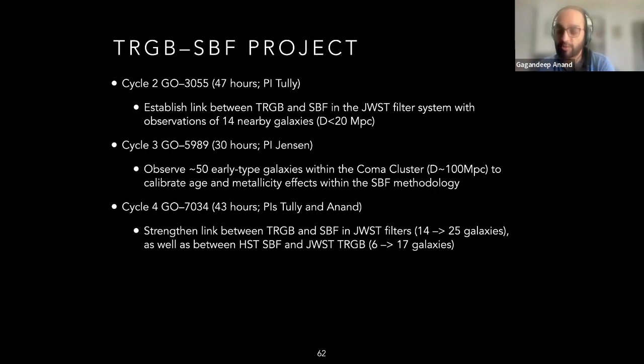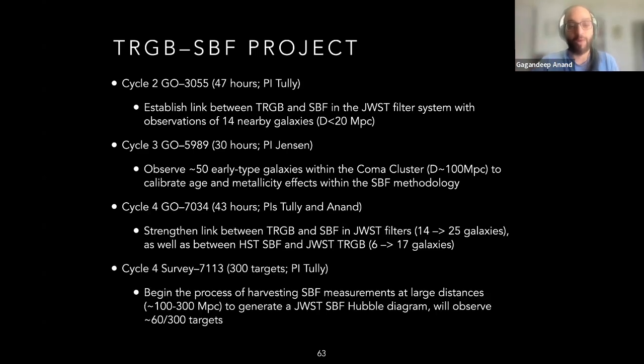As I mentioned, the SHOES system for Cepheids and Type 1a supernovae has 37 calibrators between Cepheids and Type 1a supernovae. With this program, we're going to jump the TRGB and SBF up to 25, which is already getting close. We're also going to strengthen the connection between the Hubble and JWST distance scales. And then, of course, the last thing to do is actually measure the SBF out into the Hubble flow at large distances. We have an approved survey program, which will collect some random subset of 300 targets to begin generating that JWST SBF Hubble diagram.